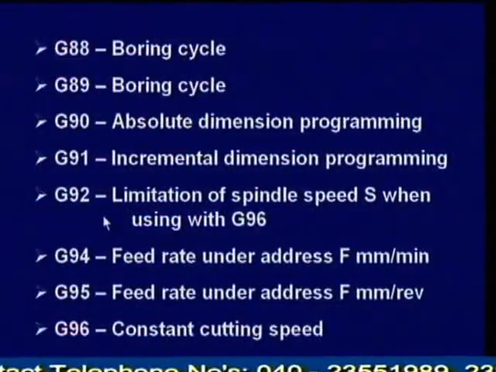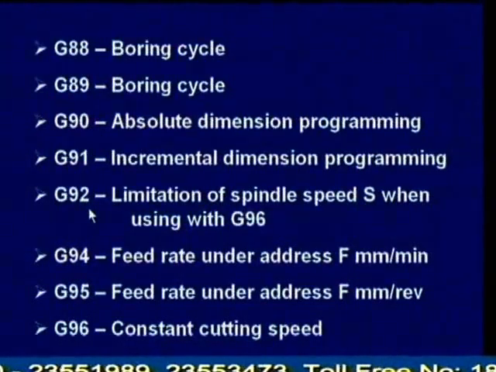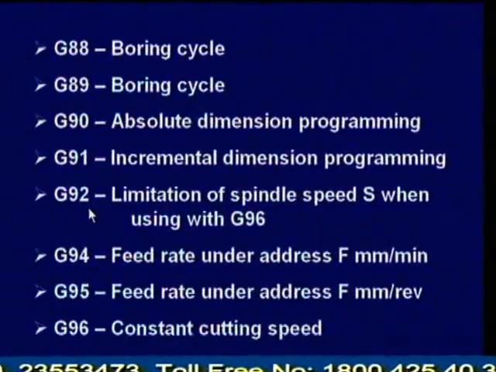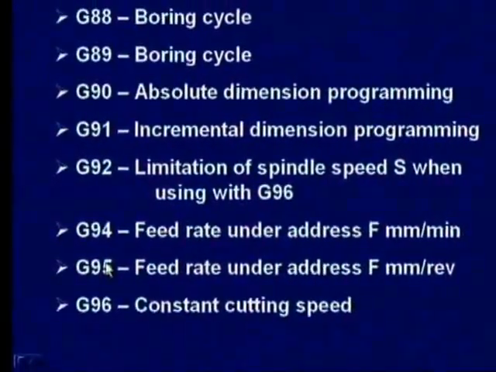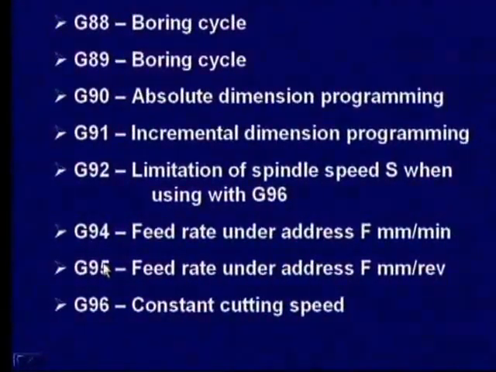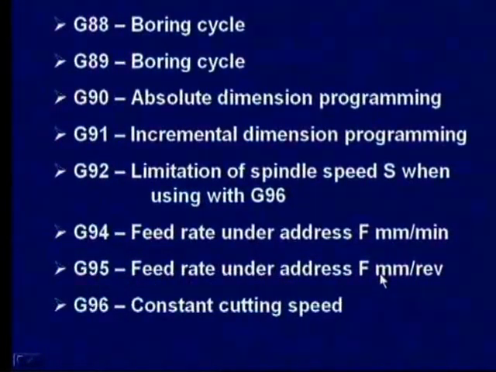Next is G92, a limitation of spindle speed whenever you are specifying the feed rate. If feed is specified in meters per minute as a constant cutting speed, then we have to specify G92. Next are G94 and G95, which specify the feed. G94 is cutting speed in mm per minute, G95 is in mm per revolution.